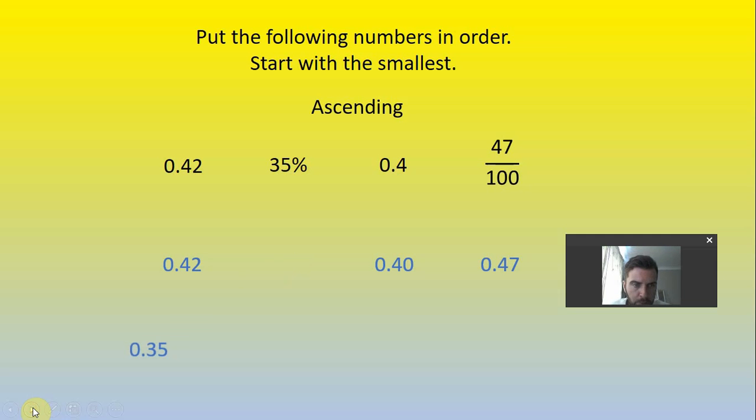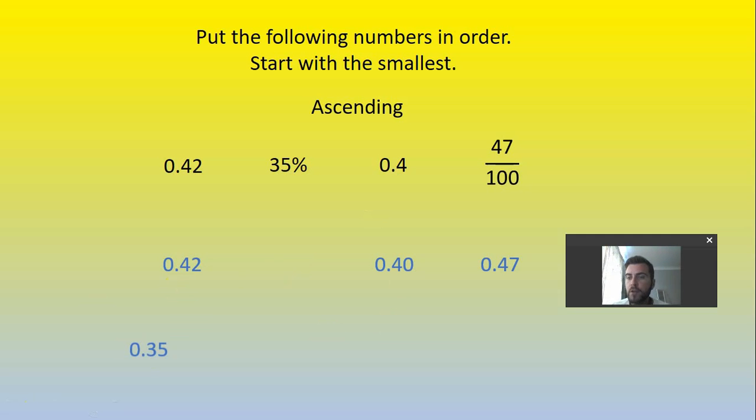So to begin with, we've got 0.35, 35 hundredths as a decimal. It's our smallest. And we know that because if we compare the column, so you can see what we did here is we converted them all to decimals first. So if you convert them all to decimals, it helps, or you can convert them all to percent, or you can convert them all to fractions.